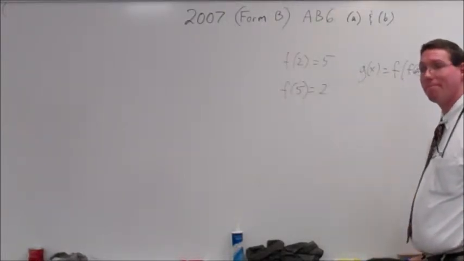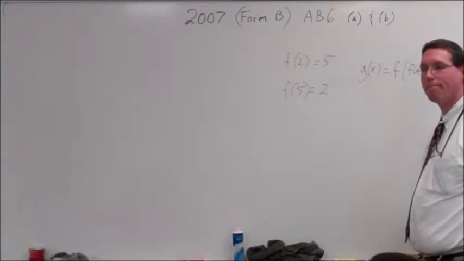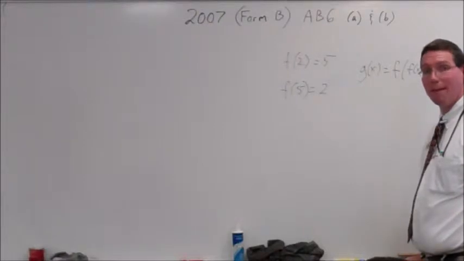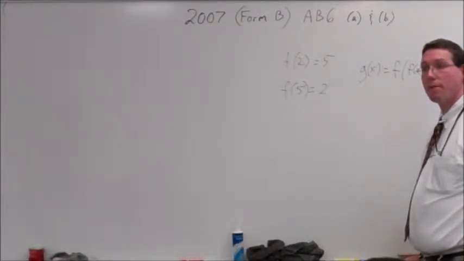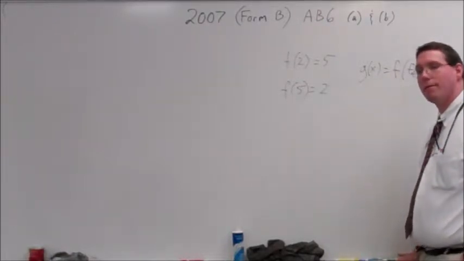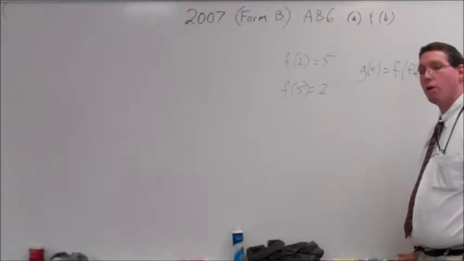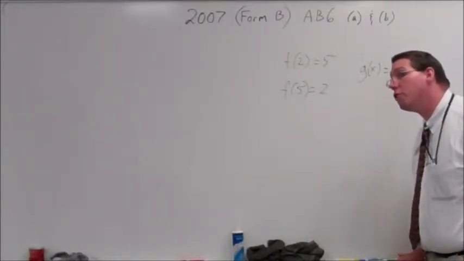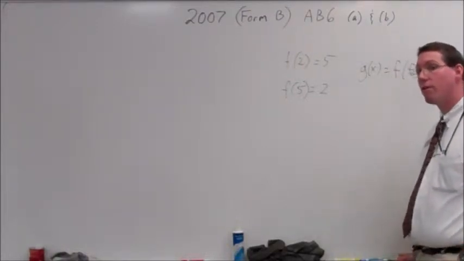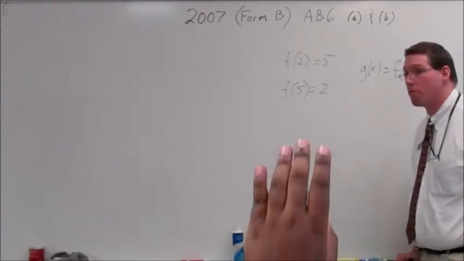Okay. Show that g prime of 2 is equal to g prime of 5. Oh, we're doing B? Yeah, we're doing part B. Well, we have to find g. Well, we have g. g is f of f of x. So what do we need? No, we don't. All we have to do is show that g prime of 2 is equal to g prime of 5. There are ways of doing that symbolically. You don't have to have numbers to show that they're equal.